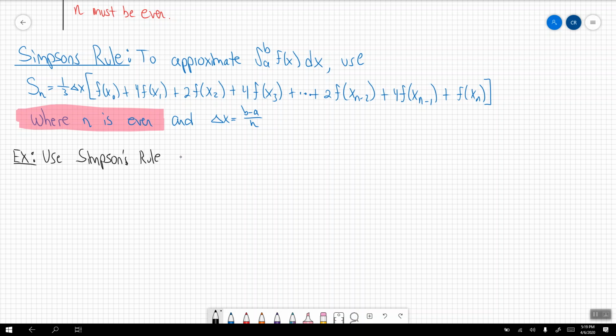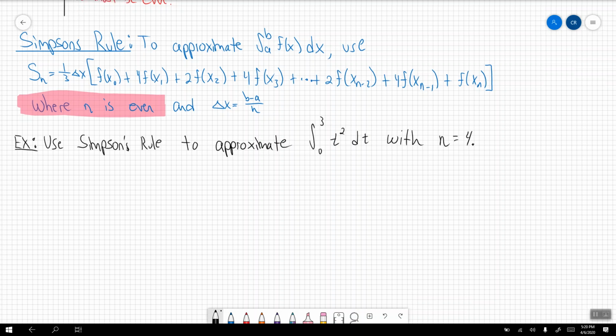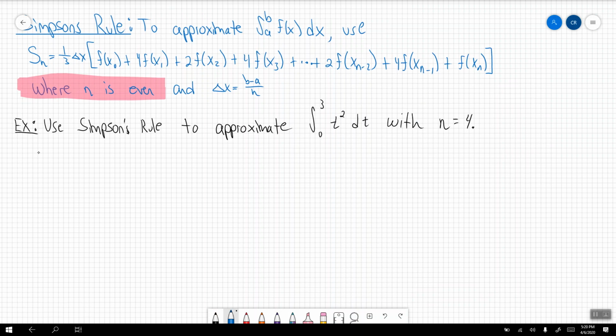So use Simpson's rule to approximate the integral, let's say from 0 to 3, and let's stay consistent with the previous example, from 0 to 3, and this is going to be for t squared dt, with n being equal to 4. Alright, so here we go. Let's go through that quick subdivision once again.